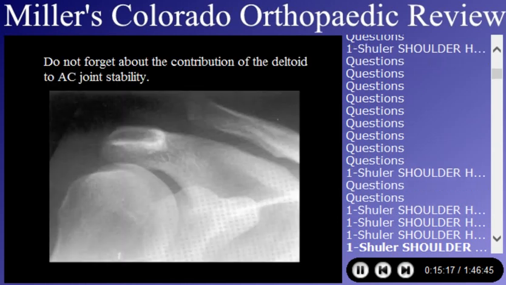Also, don't forget about the contribution of deltoid to AC joint stability. The test question I had on my board examination is that if you have a person with an AC joint injury and you ask them to actively contract the deltoid, if the deformity lessens, you know it's still attached. If the deformity stays the same, you know it's not attached. Distinction between type 3 and type 5.